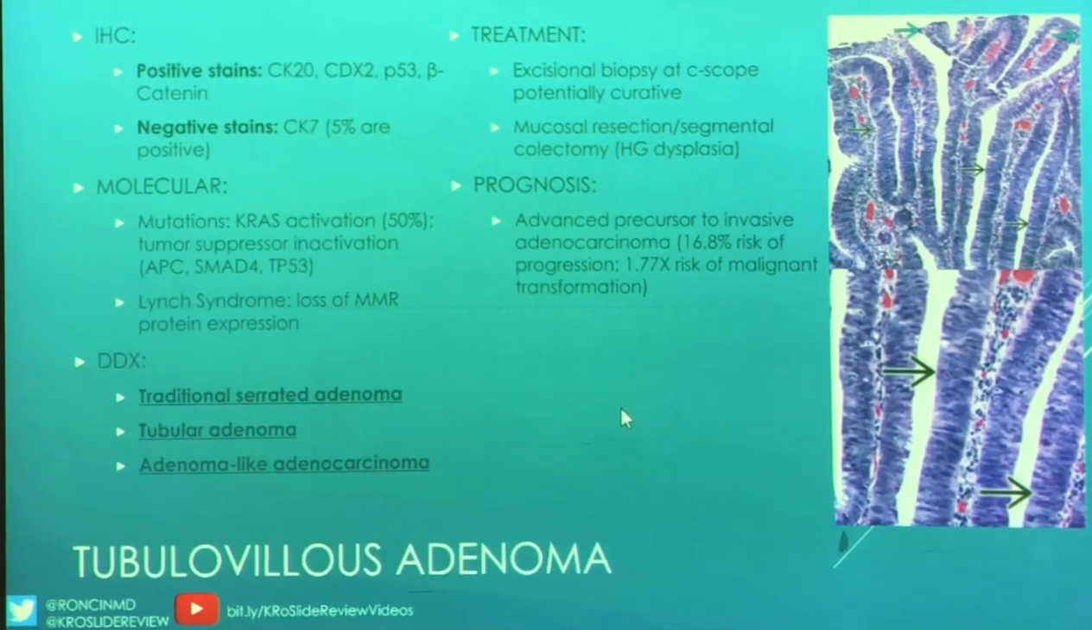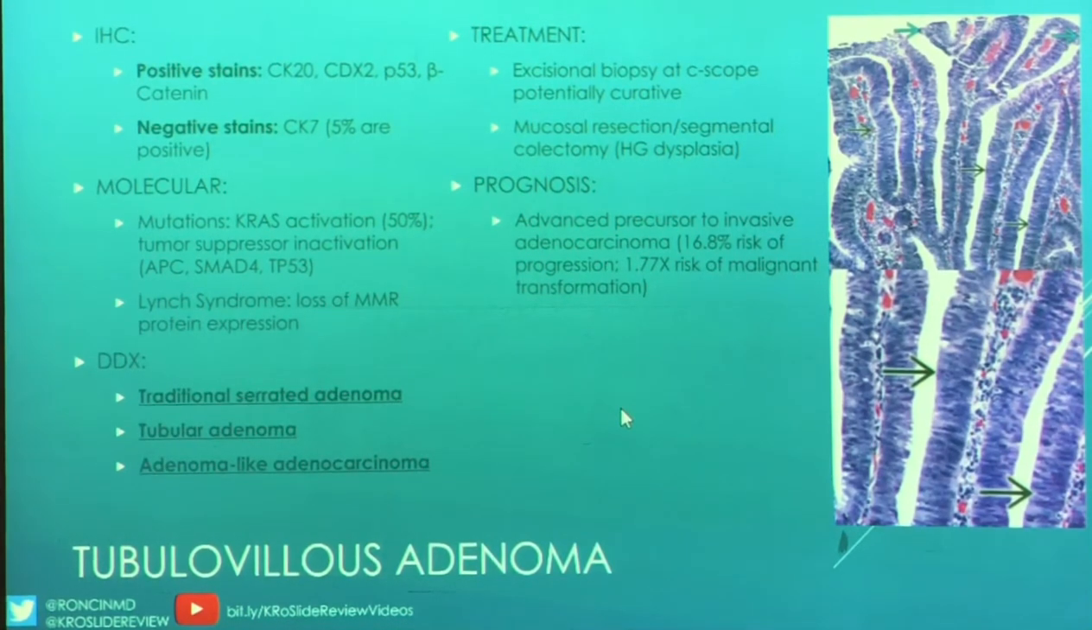So you'll be looking at doing potentially IHC and all that for the mismatch repair proteins. Your differential includes things like, is this just a TA? Is it adenoma-like adenocarcinoma? Because of course there's a variant that looks like adenoma, as well as your serrated adenomas.